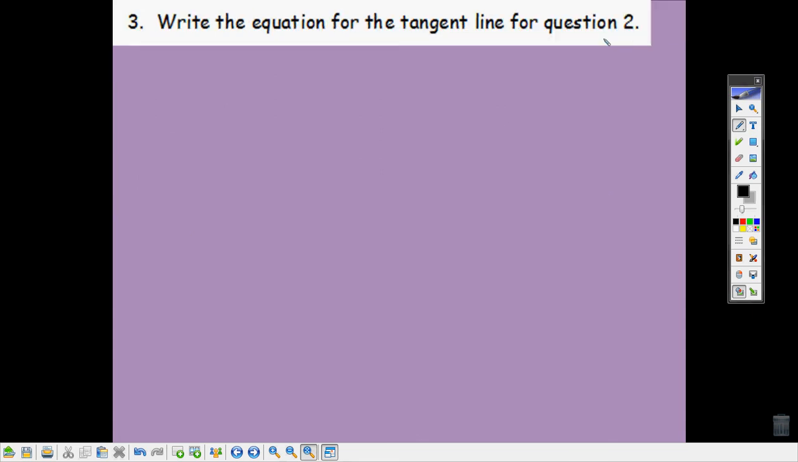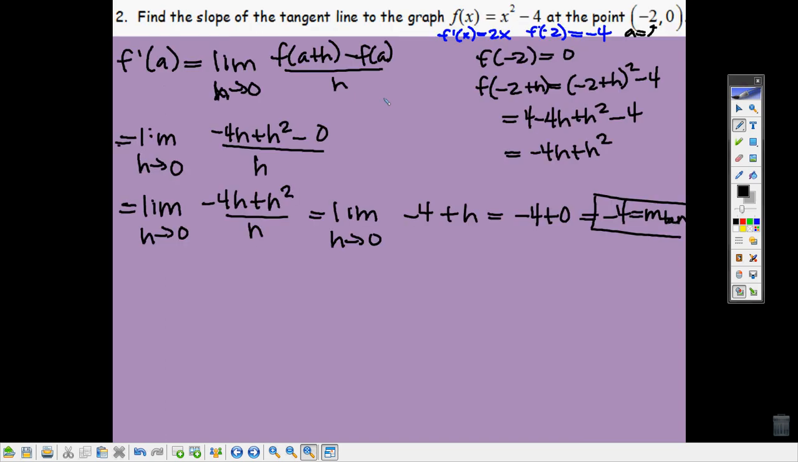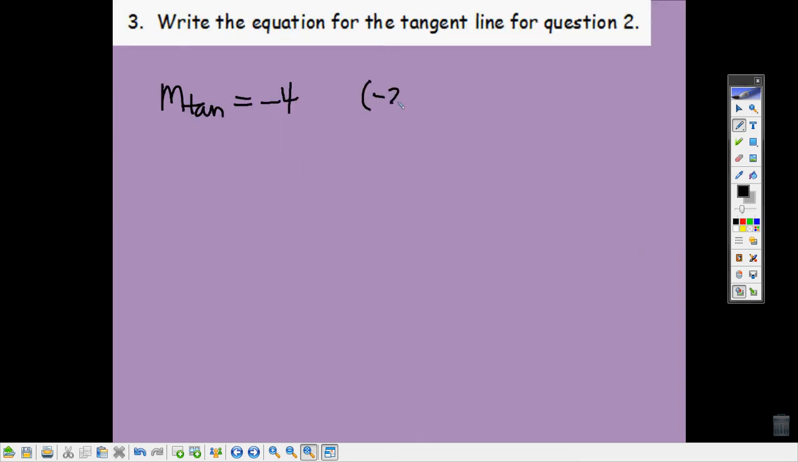So number 3 says to write the equation of the tangent line. Well, we just found out that the slope of the tangent line is negative 4, and we also have the point. So this was the point that we wanted to know the slope at that exact instant, at negative 2, 0. So that's the point we're going to use. So calculus is done. This is algebra. You can use point slope. You can use y equals mx plus b. It does not matter.